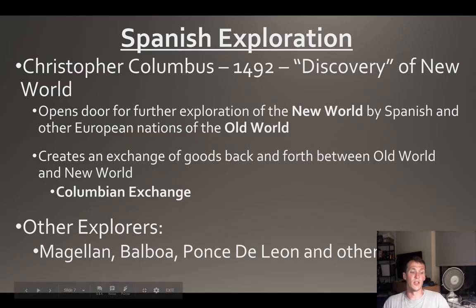But when Columbus opens up here, he opens up this whole idea of the Columbian Exchange, right? This idea, this flow of goods back and forth, that's going to be super important. That's going to change the world, really, right? It introduces the new world to the old world, and vice versa, and all of the things that flow back and forth now, right? So the other explorers that you need to know, I would know Magellan.